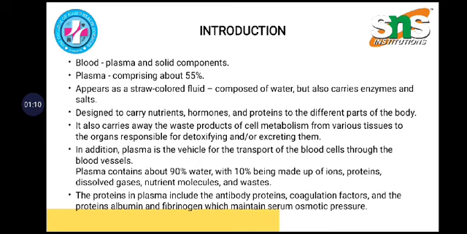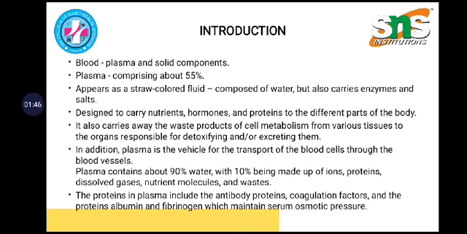So blood comprises plasma and solid components, and plasma is about 55%. It mainly appears as a straw-colored fluid composed mainly of water, enzymes and salts, and it is designed to carry nutrients, hormones and proteins to the different parts of the body. It also carries the waste products of cell metabolism, is responsible for detoxifying or excreting, and is the vehicle for the transport of blood cells through the blood vessels.